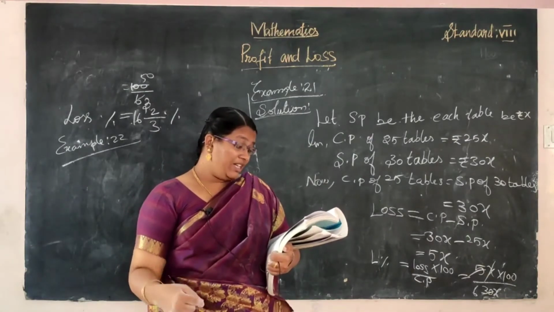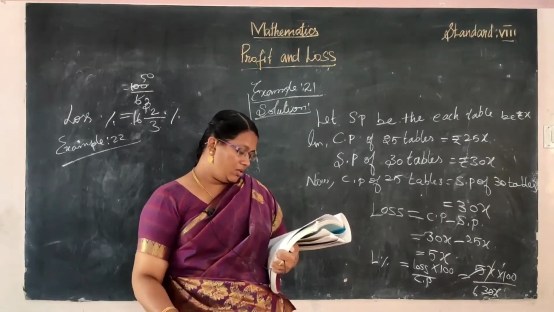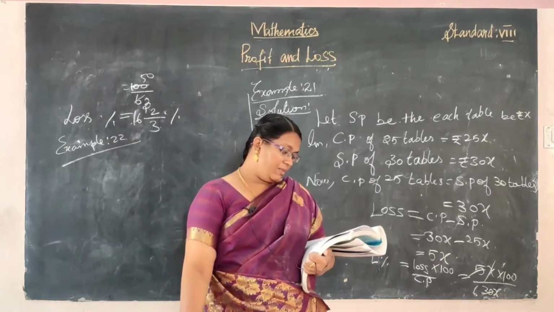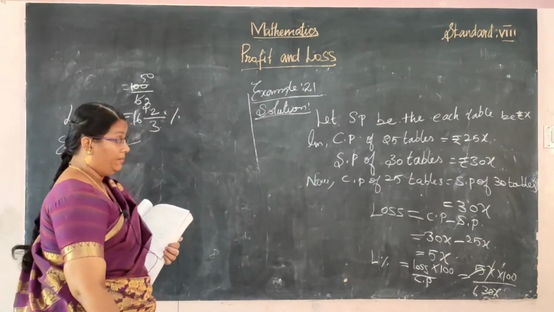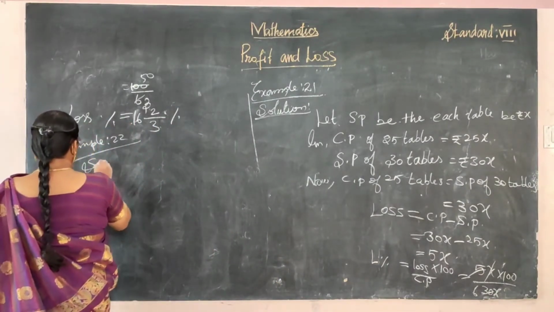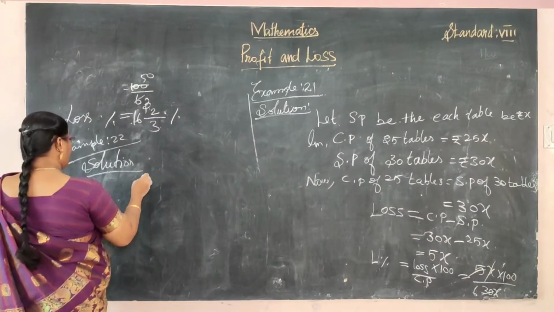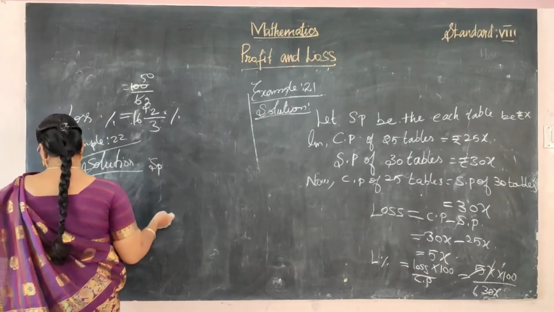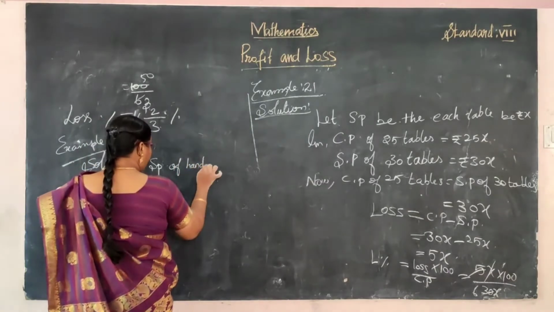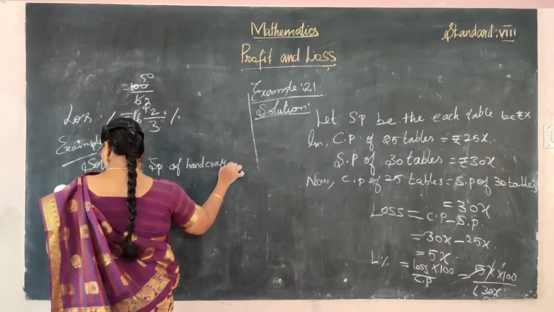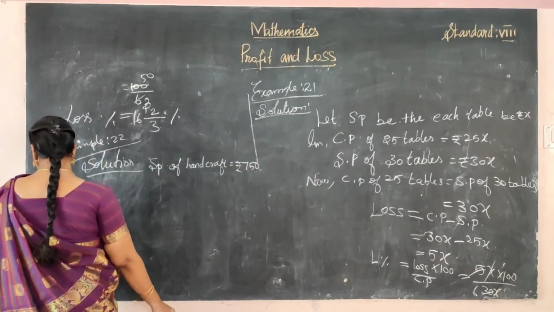At what price should he sell the handcraft to gain 25%? The gain percentage is given, and you have to find out the value of the gain. So first, what data is given? SP, the selling price of the handcraft, is equal to rupees 750.